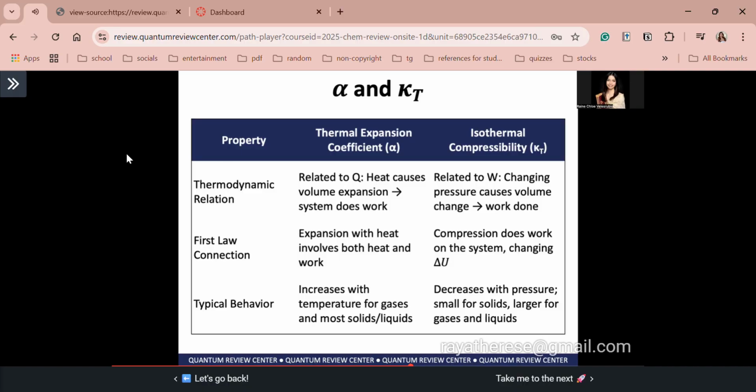So, ang typical behavior ni thermal expansion coefficient ay, it increases with temperature for gases and most solids or liquids. Meanwhile, ang isothermal compressibility naman, it decreases with pressure, okay? So, usually, isothermal compressibility is small for solids and larger for gases and liquids, okay? Para lang magets natin ang terms na ito.